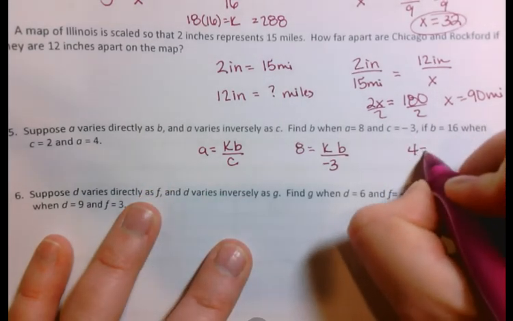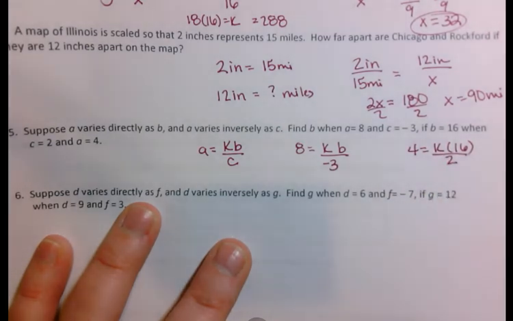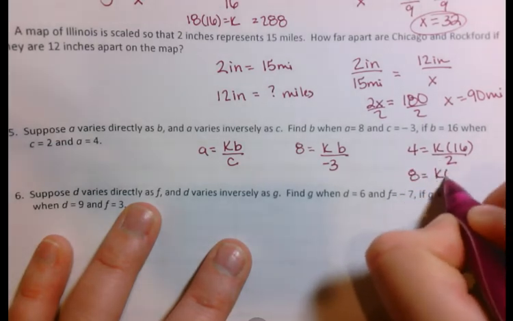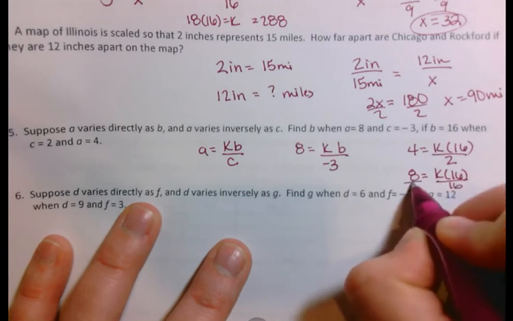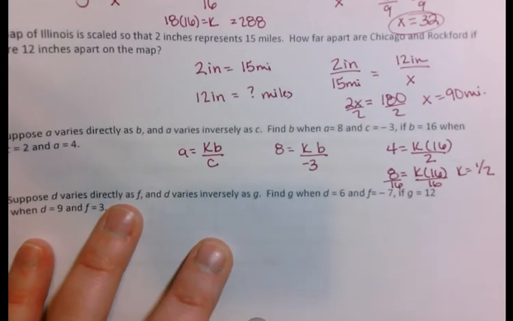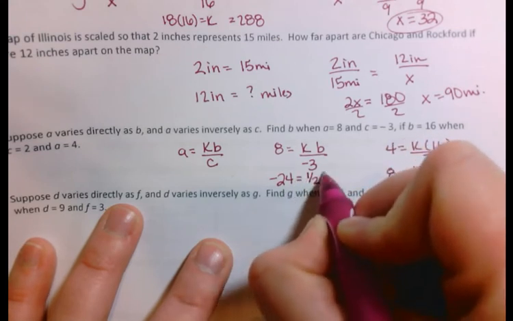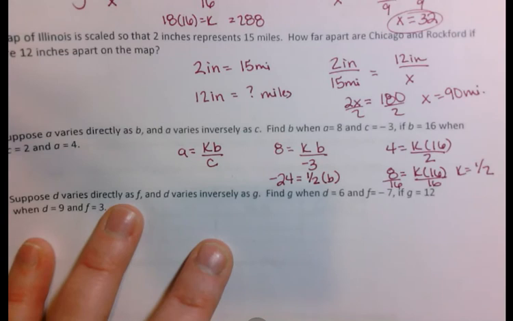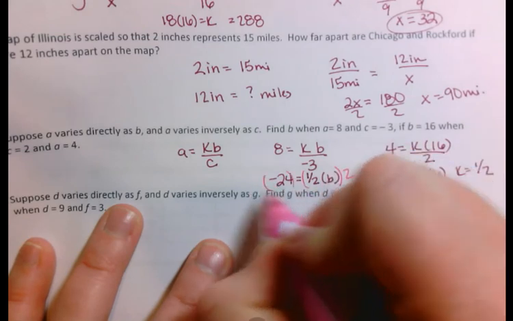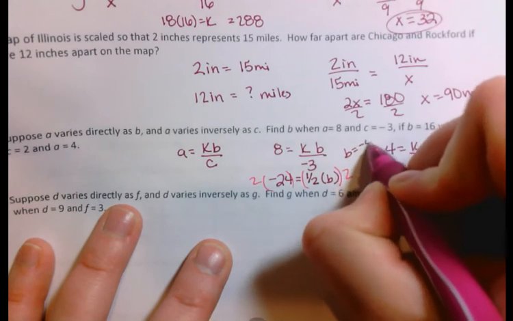So 4 equals K times 16 divided by 2. So multiply by 2, I get 8 equals K times 16, divide by 16. K equals 1/2 or a decimal, either way. So this becomes -24 equals 1/2 times B. Multiply by 2 on both sides. I'm going to bring in another color here because I'm running out of room. Times by 2, times by 2. B equals -48.